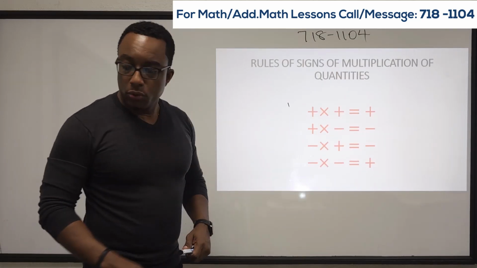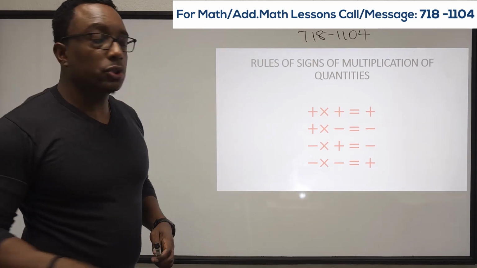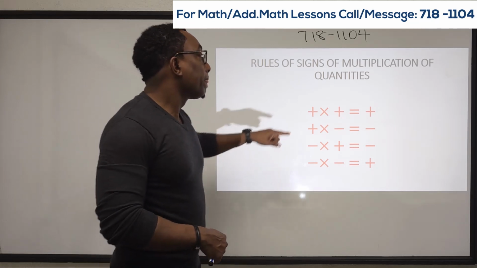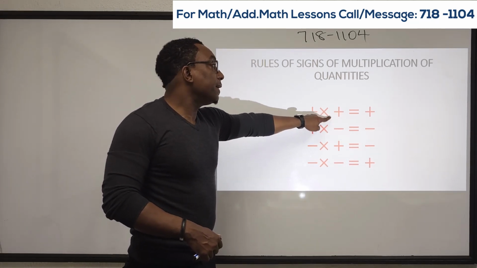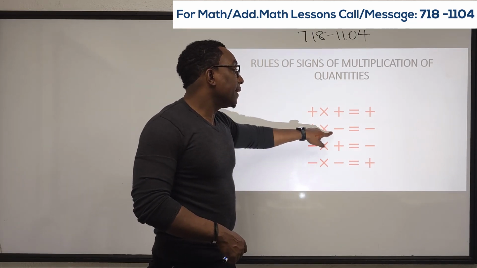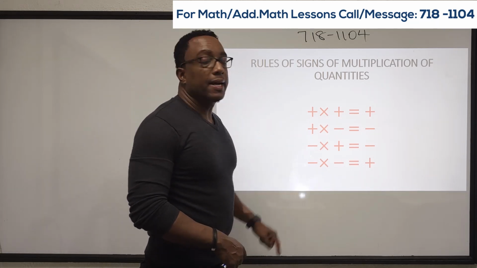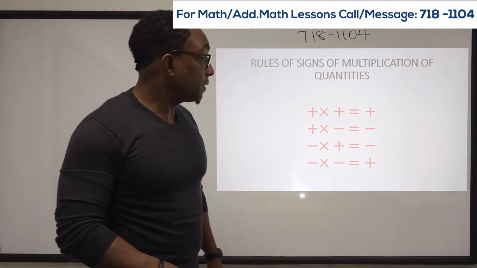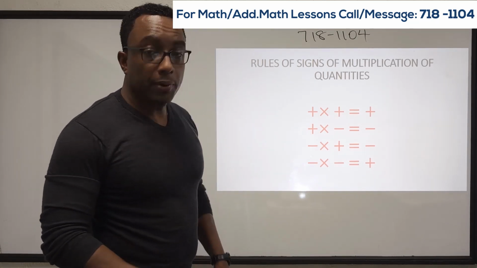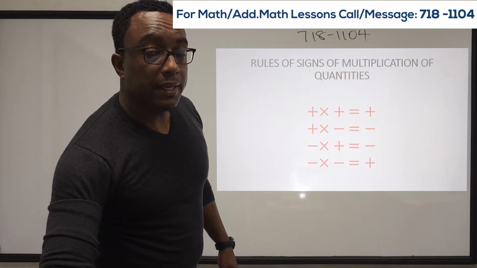So when it comes to multiplication of quantities, we have to ensure we understand the rules of signs of multiplication of quantities. A positive quantity by a positive quantity will give us a positive result. A positive quantity by a negative quantity will give us a negative result. A negative quantity by a positive quantity will give us a negative result. And a negative quantity by a negative quantity will give us a positive result. So we have to make sure we understand those rules of signs of multiplication of quantities.